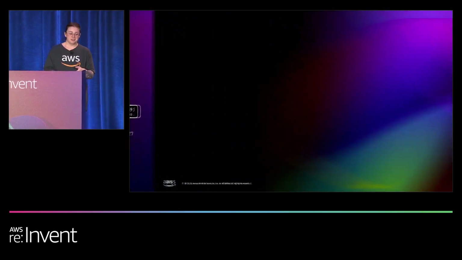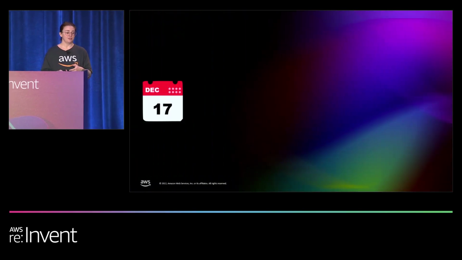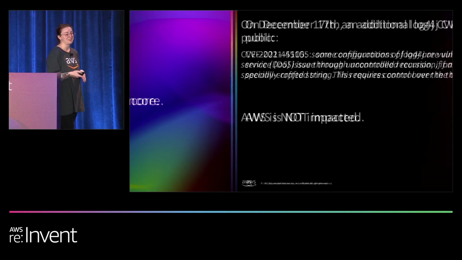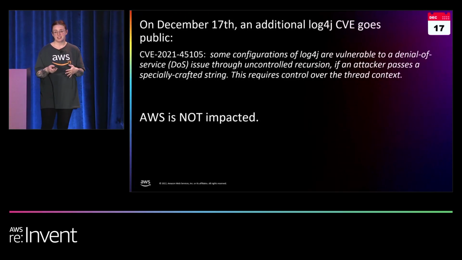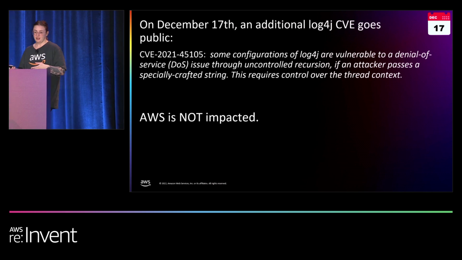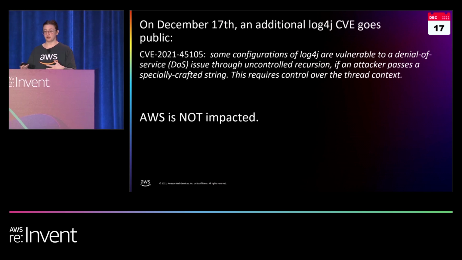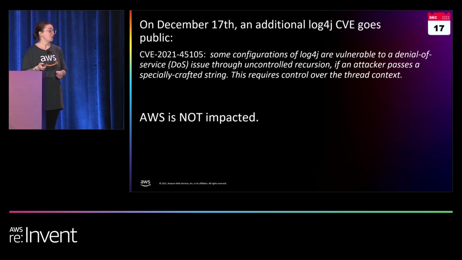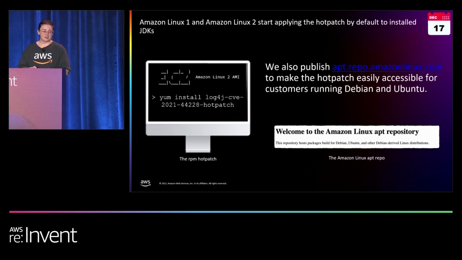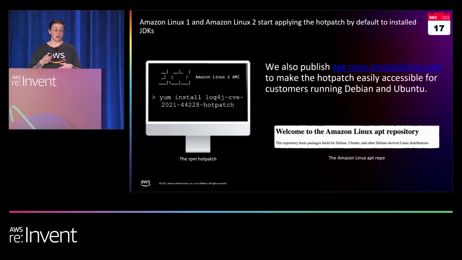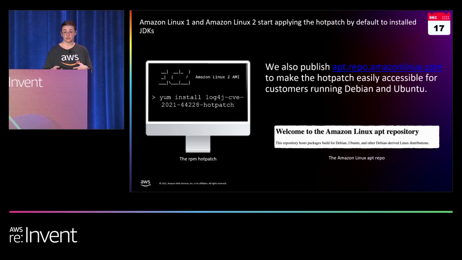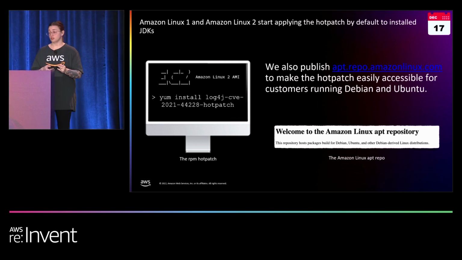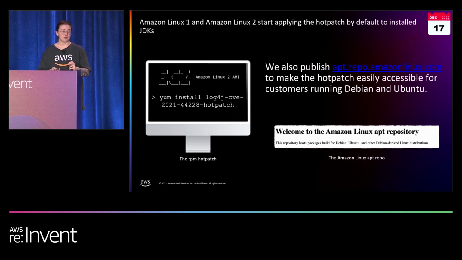On the 17th, it is our last and final Log4Shell CVE for this exercise. So this is the last one. And this basically says that for some configurations, a denial of service, so a DOS, is possible through our friend from Computer Science 101, recursion. AWS is not impacted. So on the 17th, Amazon Linux, so 1 and 2, start applying the hot patch by default to installed JDKs. And then we publish an apt repo so that folks using Debian or Ubuntu can use it as well that aren't on Amazon Linux.